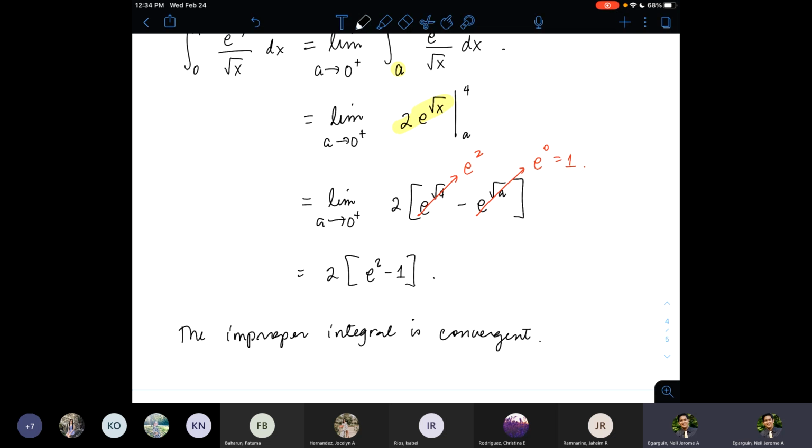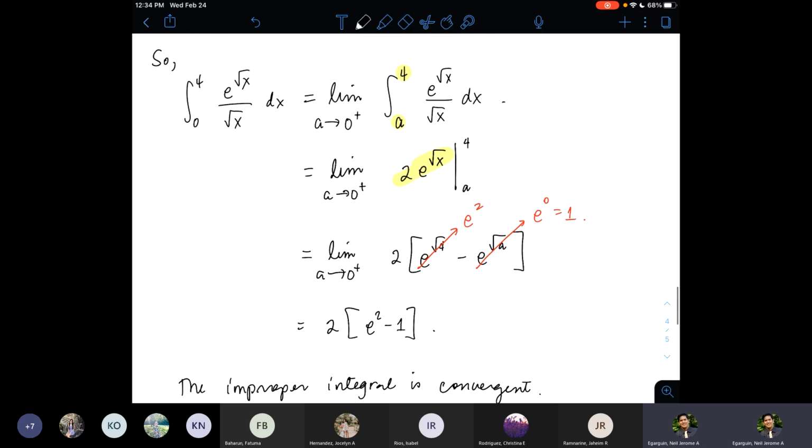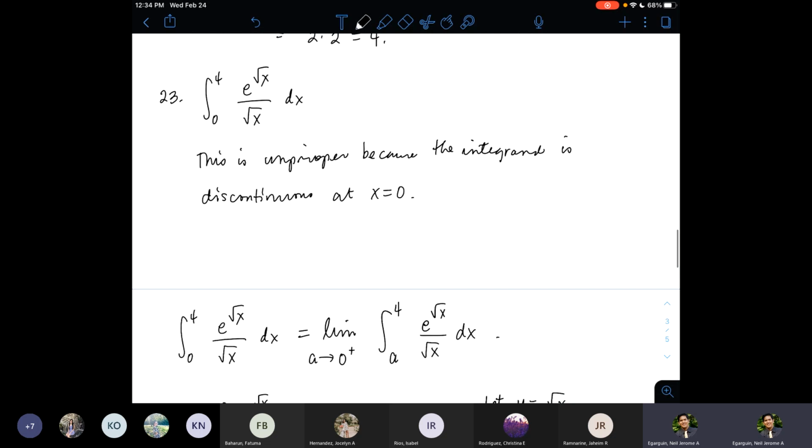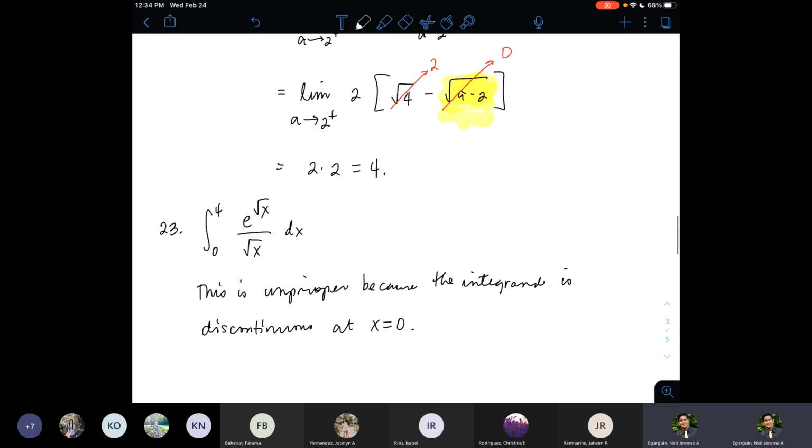Okay. Did I mention that in the previous example? Let me see. Yes, I forgot to mention that here, hence the improper integral is convergent.